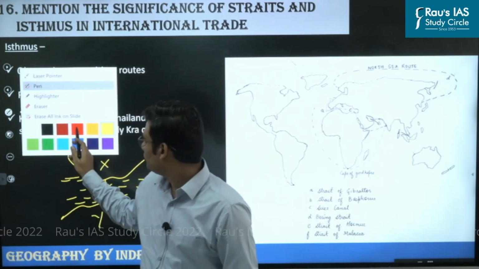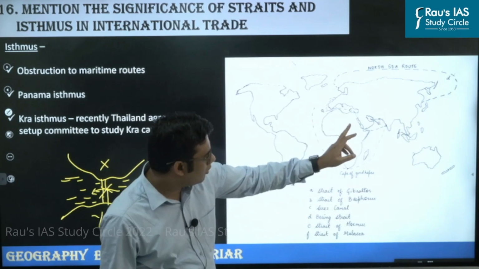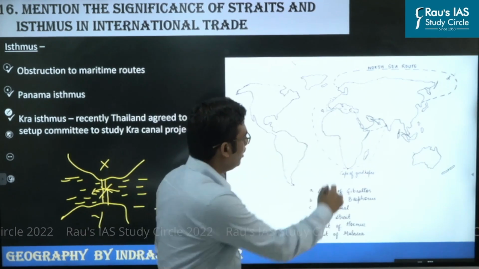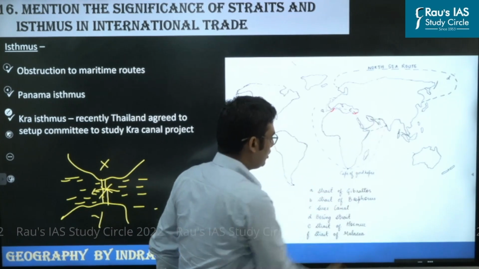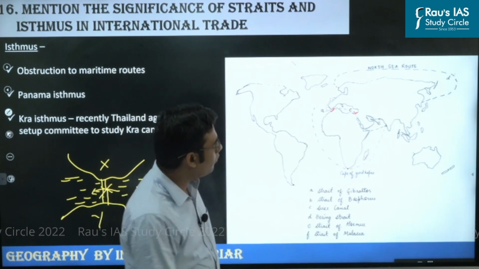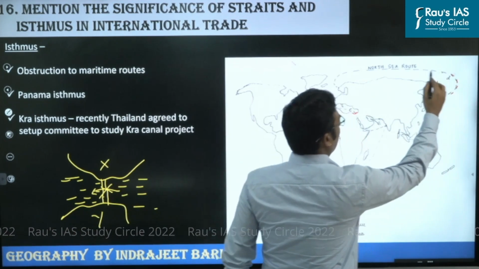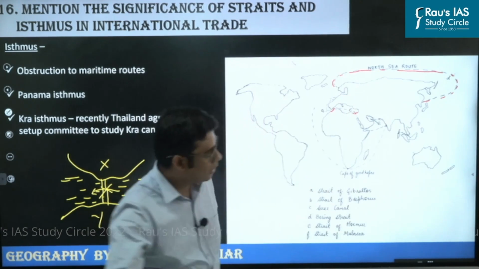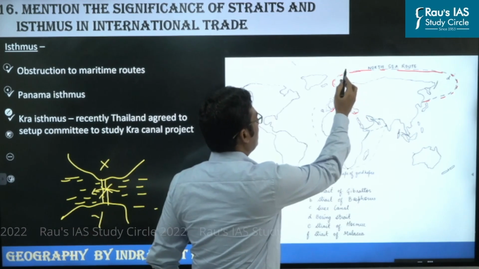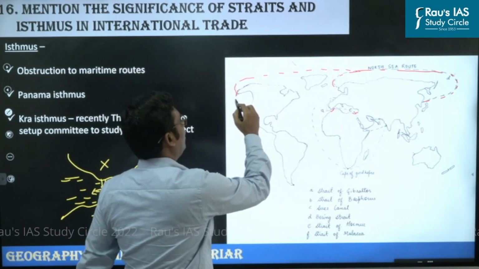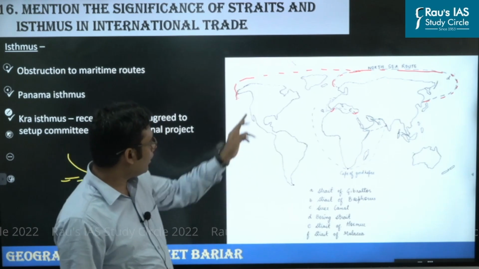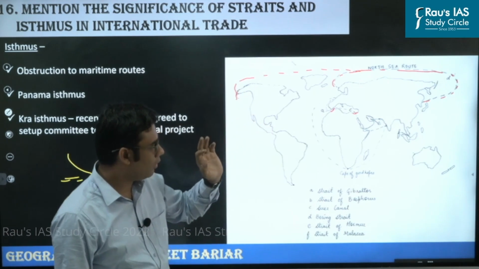In this map, we have shown the important straits that we have already discussed, mentioning their locations, all these straits listed and shown in the map. Apart from that, we have shown the northern sea route, which Russia has identified through the Arctic Ocean. And if we extend this northern sea route up to Bering Strait, that can be another connectivity.